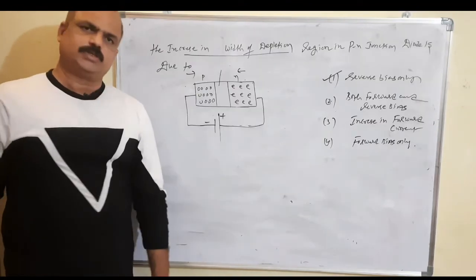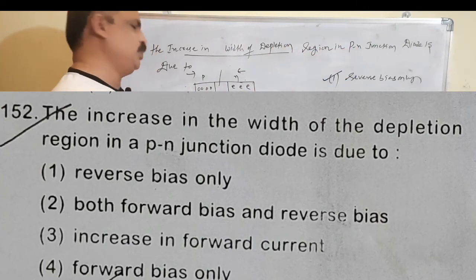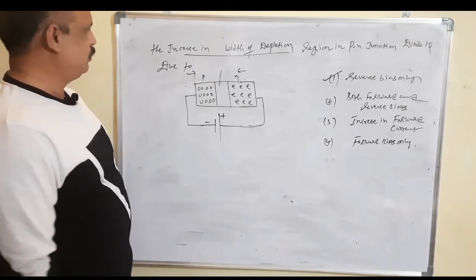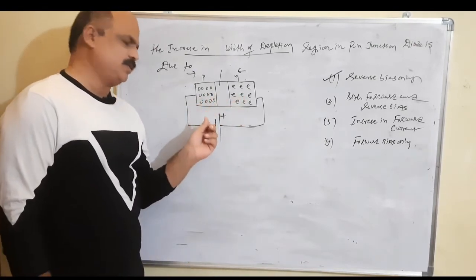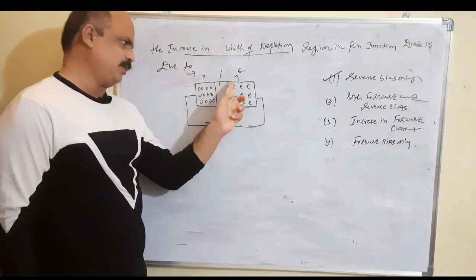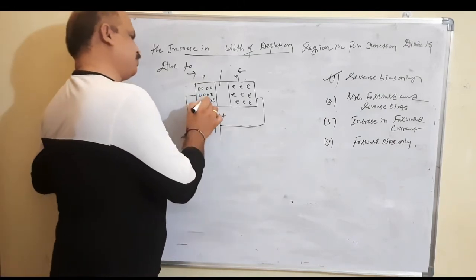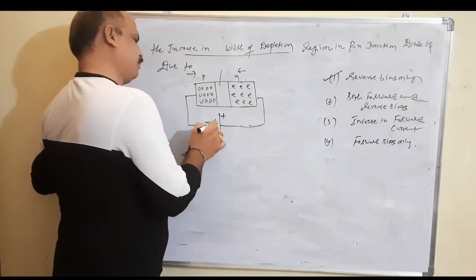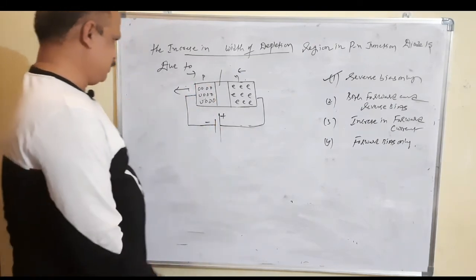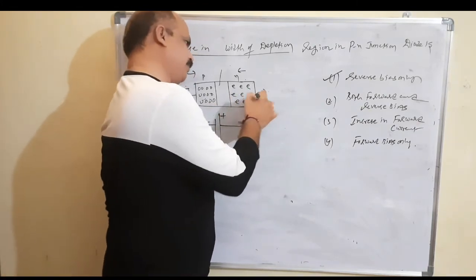So next question, the increase in width of the depletion region in a PN junction diode is due to. So this is the PN junction diode. Whenever this PN junction diode is connected in reverse bias, that means P-type semiconductor is connected to the negative terminal, N-type semiconductor is connected to the positive terminal. Then what happens here? These holes are attracted by the negative terminal of the battery and they are moving away from the junction. So these electrons are attracted by the positive terminal of the battery, they are moving away from the junction.